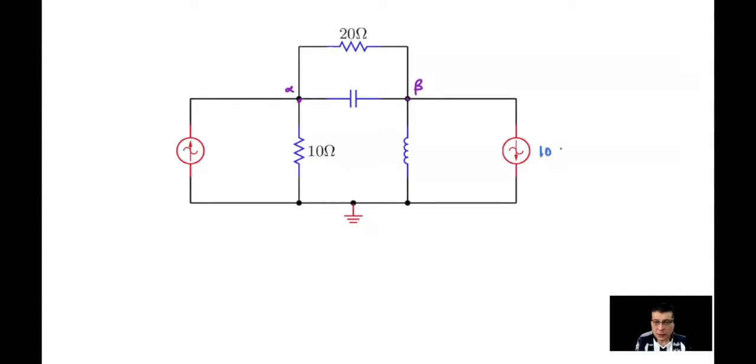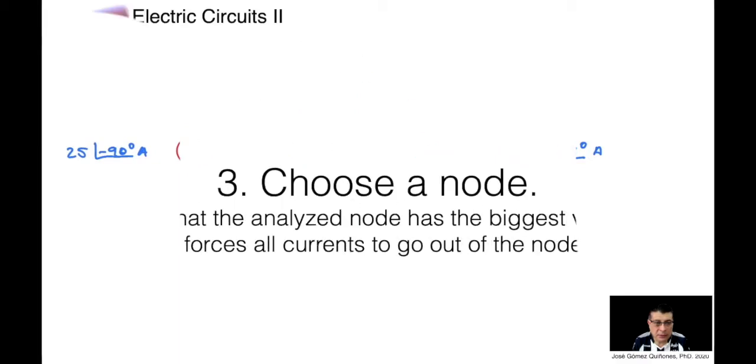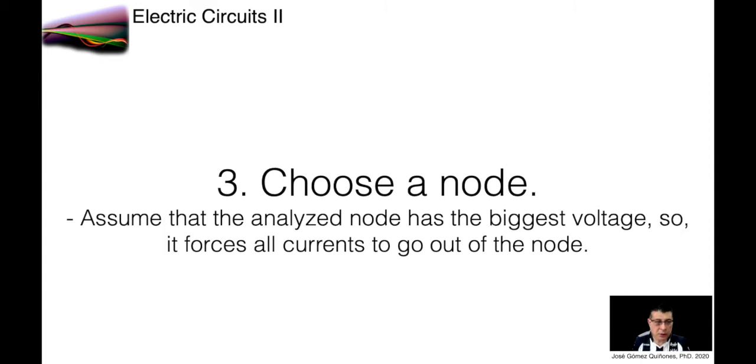This side I'm going to have 10 angle of 25 degrees. In the other side I'm going to have 25 angle of minus 90 degrees. I have J15 in this inductor and minus J8 in this capacitor. Step number 3, choose a node. Assume that the analyzed node has the biggest voltage, so it forces all currents to go out of that node.